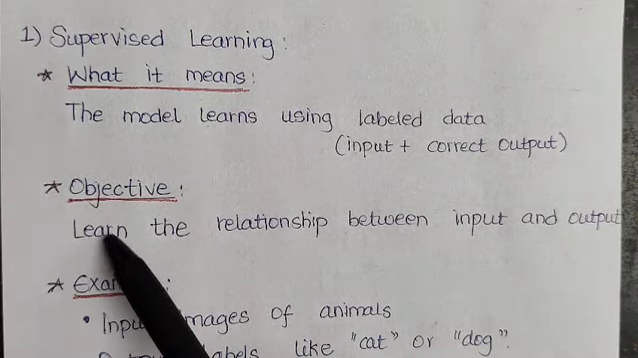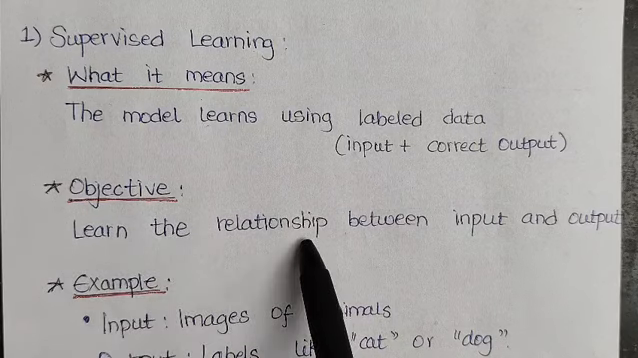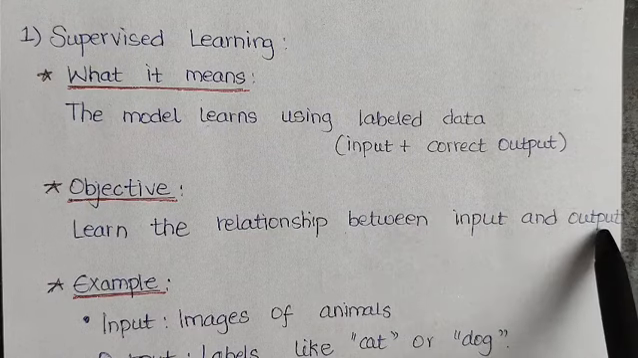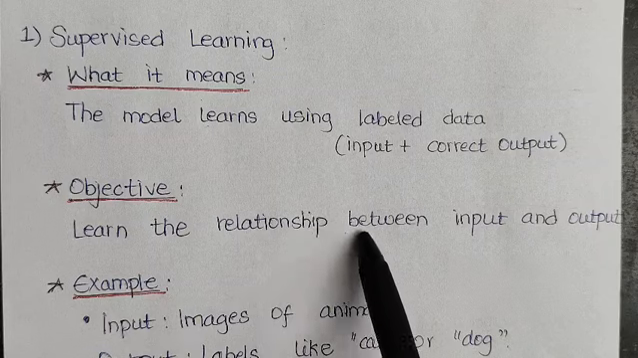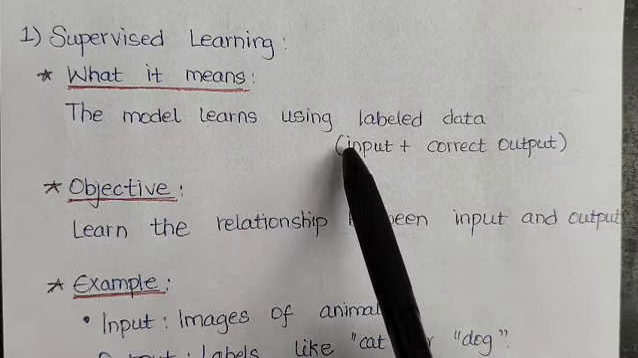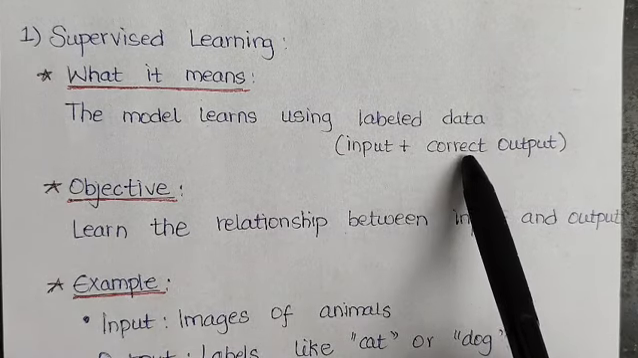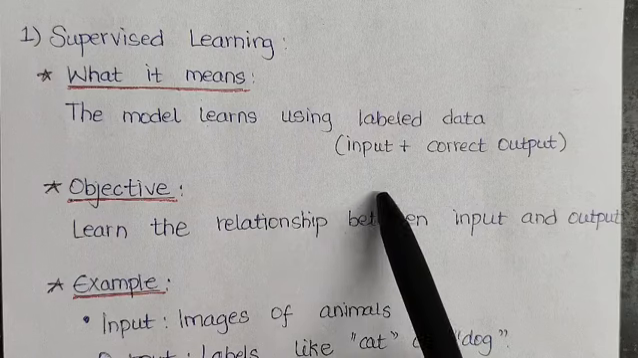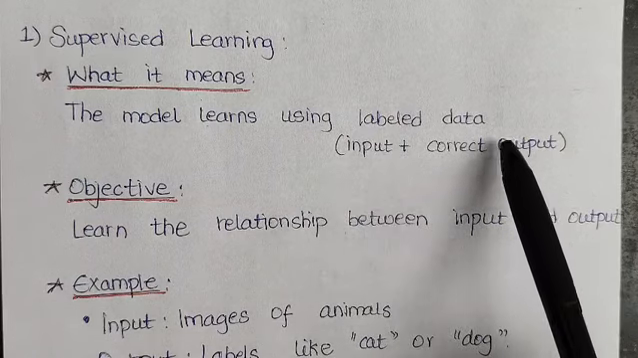The objective of supervised learning is to learn the relationship between input and output. So the model learns using labeled data, meaning input and correct output, and the objective is to learn the relationship between this input and the output.